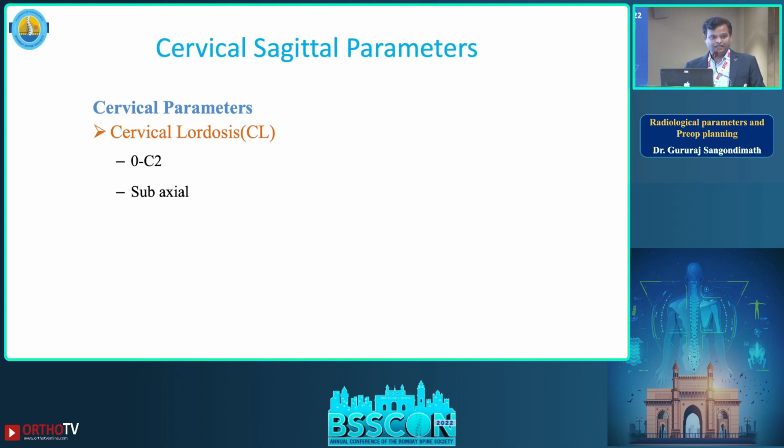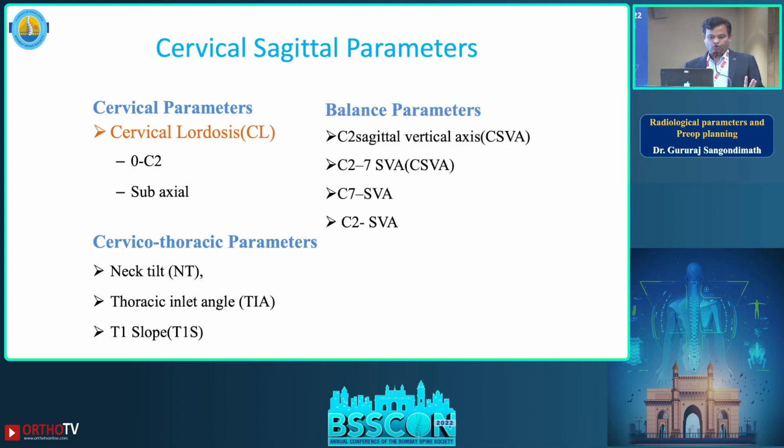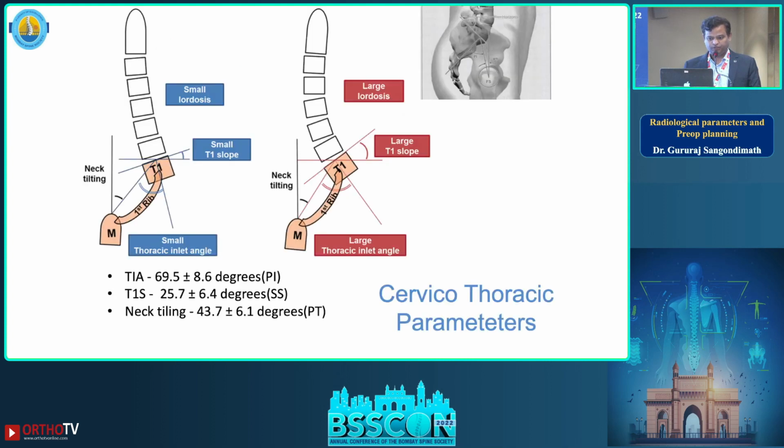That is again cervical lordosis, especially the subaxial cervical spine. In that, what you have to see is neck tilt, thoracic inlet angle, and T1 slope. So the C2 to C7 SVA is the one which again determines, when you do surgery on these adult deformities, whether they are going to develop PJK and whether they are going to develop cervical myelopathy symptoms.